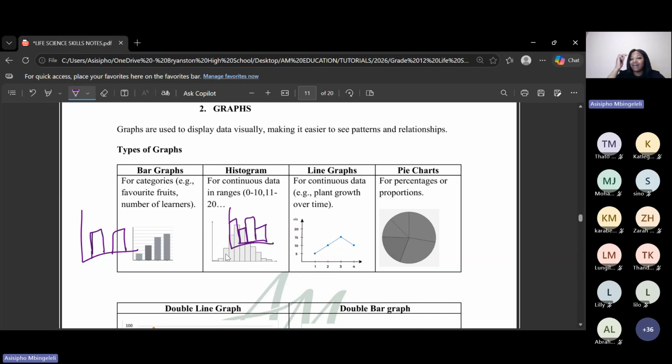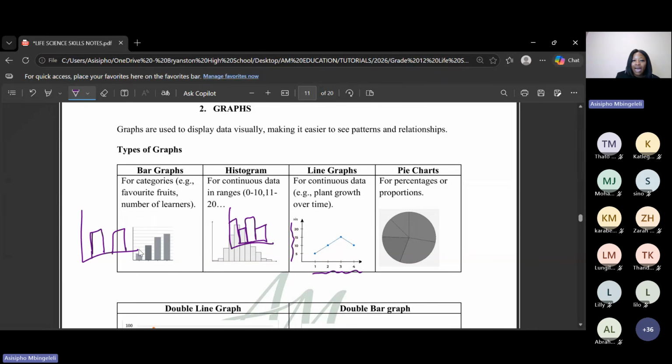A line graph is very different to any other graph. It has coordinates. Here, we use line graphs when you have continuous data, and the data for both the x-axis and y-axis is normally numerical. So it will be numbers. As you can see, it's numbers this side and numbers this side.